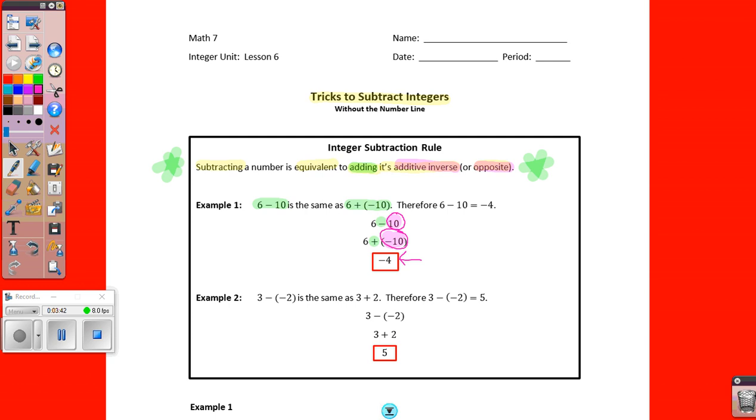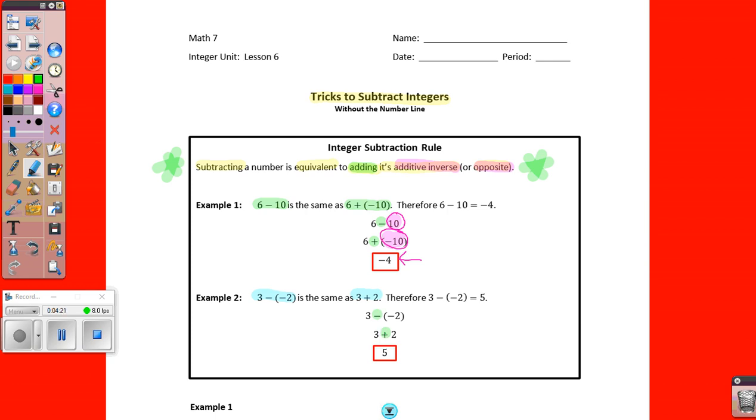All right. In example 2, the same concept is applied. What we did was we changed the subtraction problem to an addition problem. I'll highlight this in blue, so we have 3 take away negative 2. 3 minus negative 2 is the same as 3 plus 2. And again, we changed that subtraction problem to an addition problem. All right, so how does that work? I'm going to use my highlighters again. Instead of 3 minus, we did 3 plus.